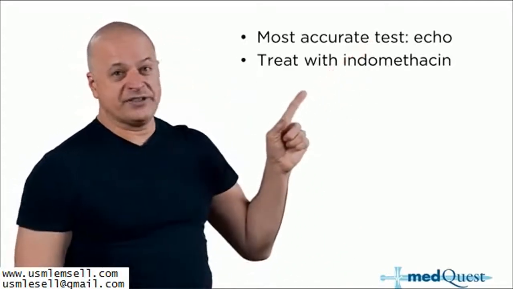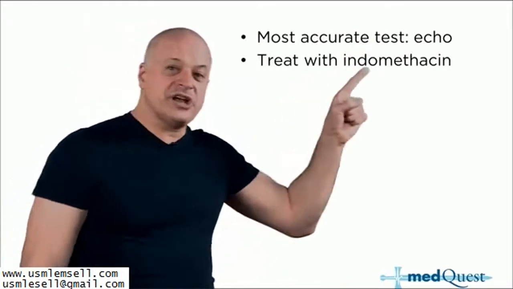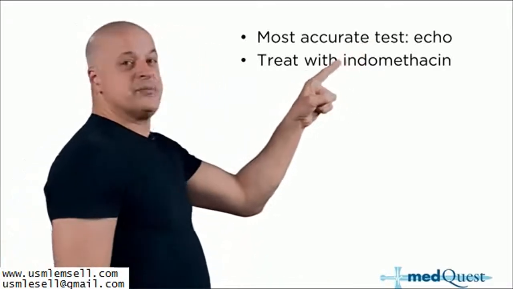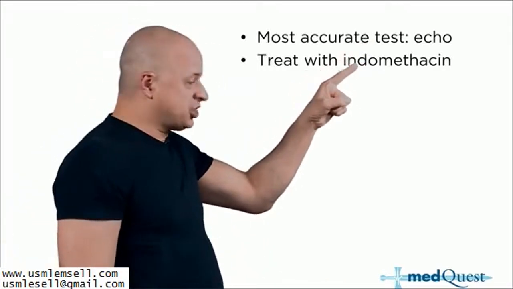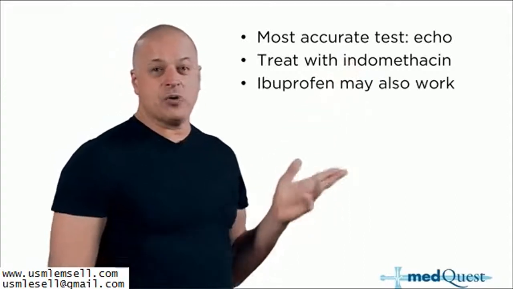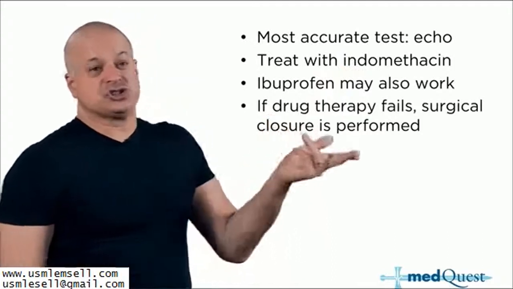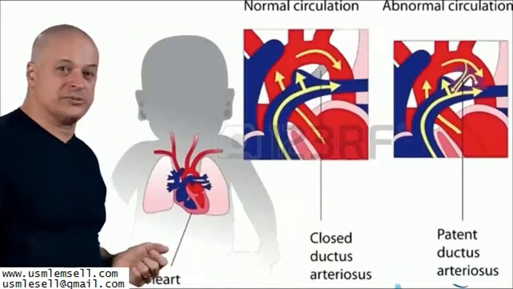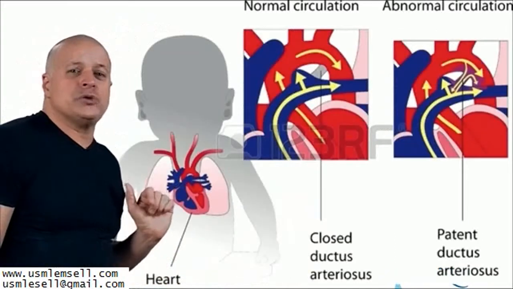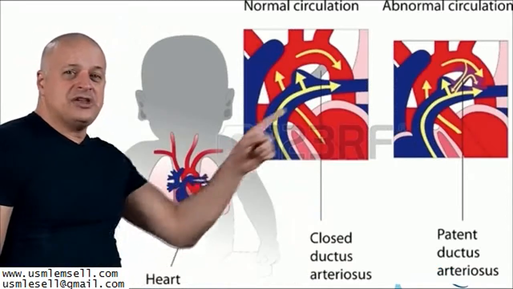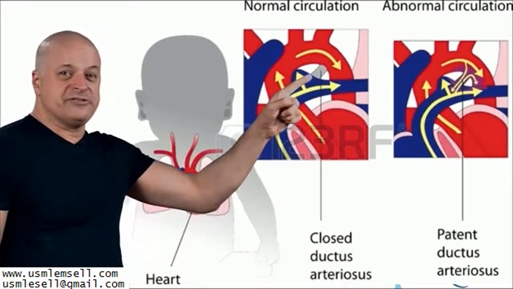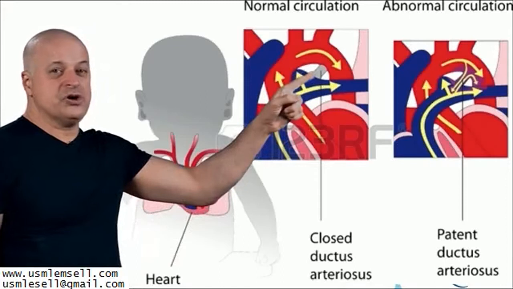There's nobody walking around with a patent ductus arteriosus because if it's not closed, you do an echo to find it, then give indomethacin or other non-steroidals to close it up, because prostaglandin inhibition should close it. And if a non-steroidal won't work, then the answer is surgical closure. You take the little baby and basically clip it off, suture it off, close it off.